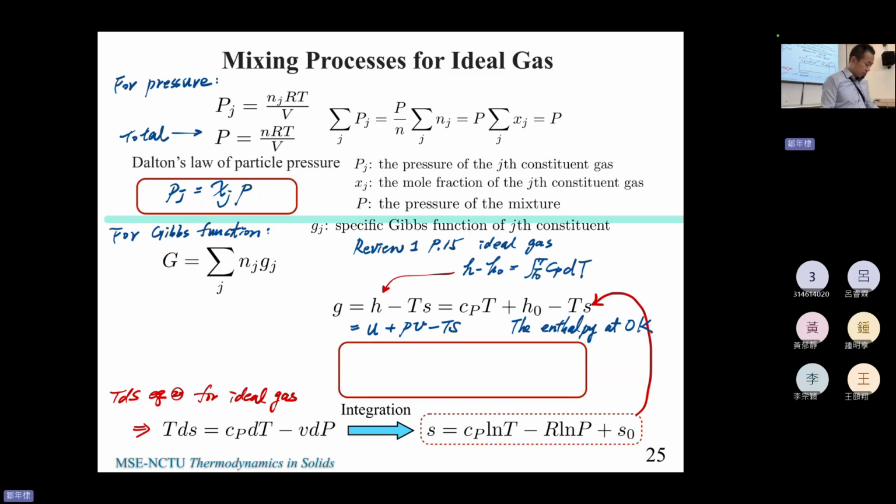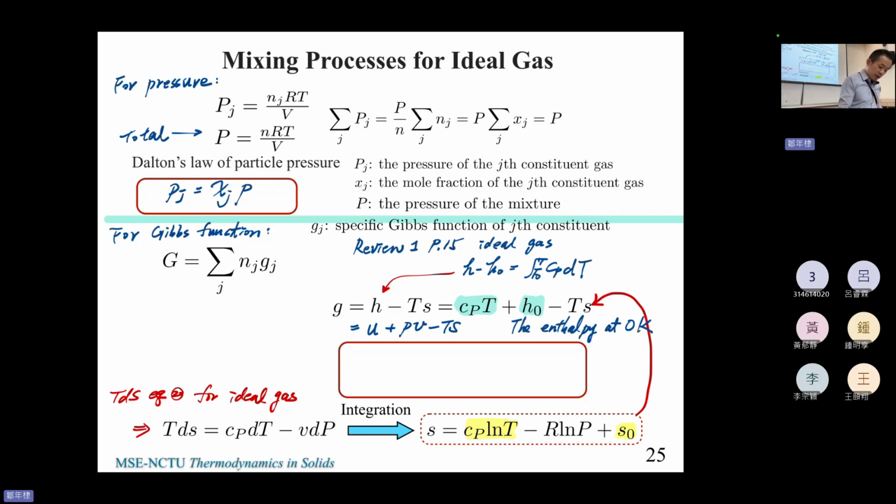Now, after we substitute the S into the above equation, we find that CPT and H naught, and Cp natural log T and S naught is actually a constant. It's actually a constant.